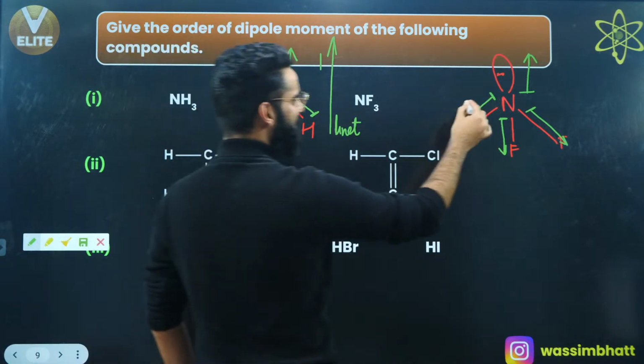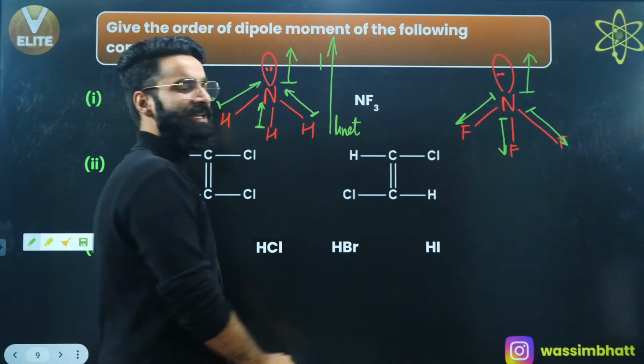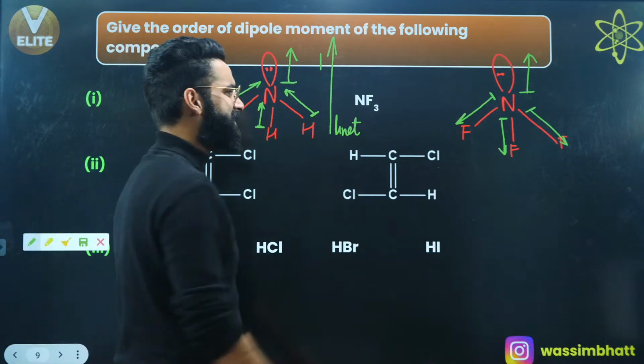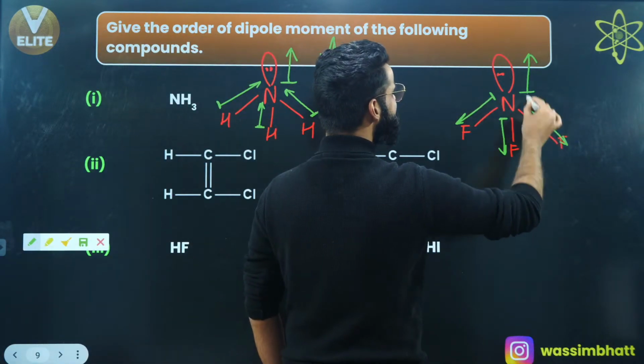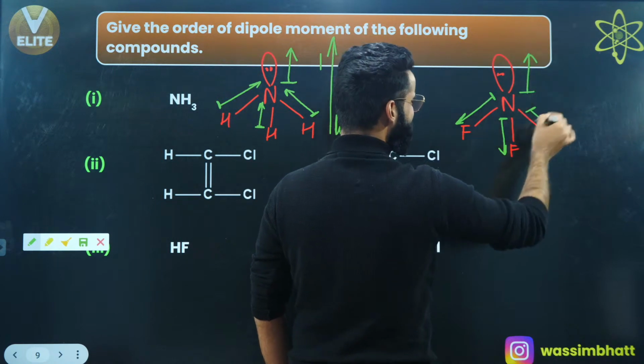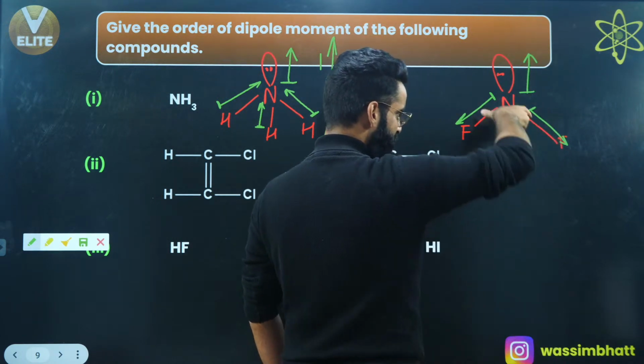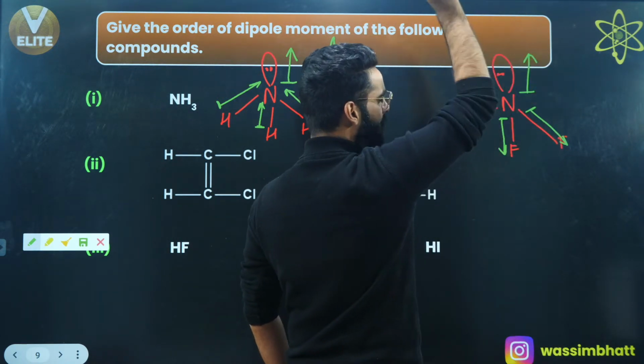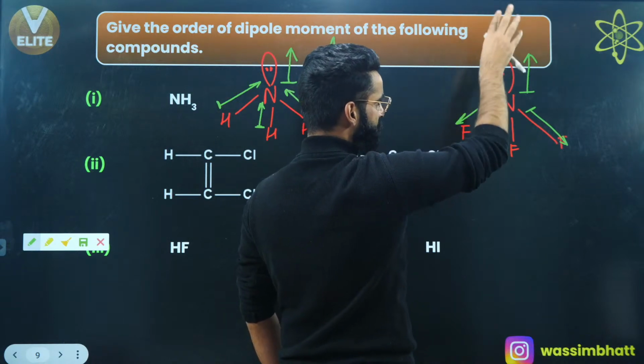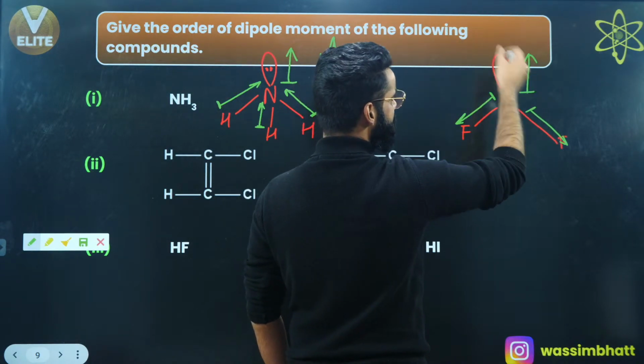But over here, all the four dipole moments are not pointing in the same direction, right? So can I say these three are going to cancel the effect of this dipole? I mean, these three are pointing in the same direction, and this one is pointing upwards. So these three are going to cancel the effect of this one.